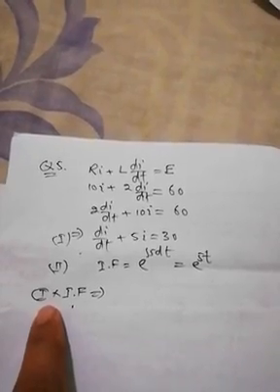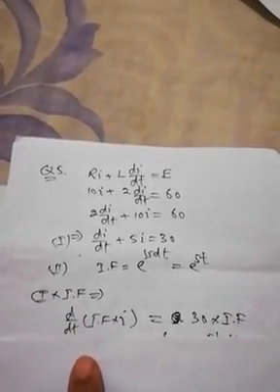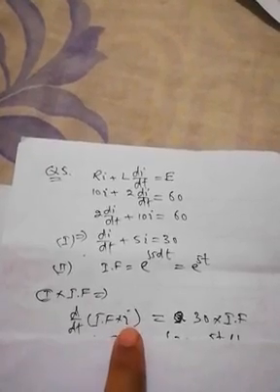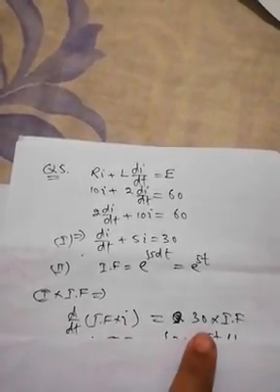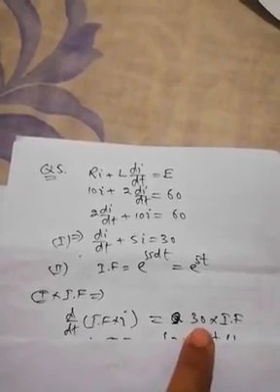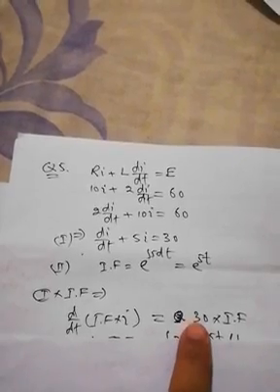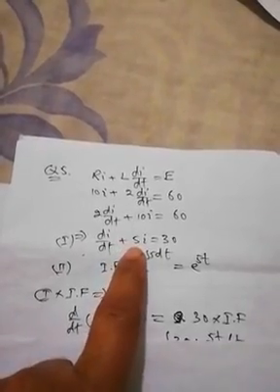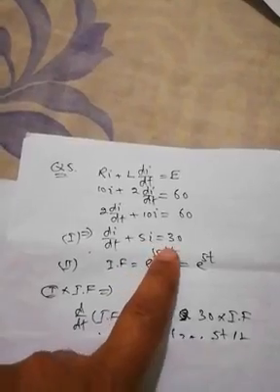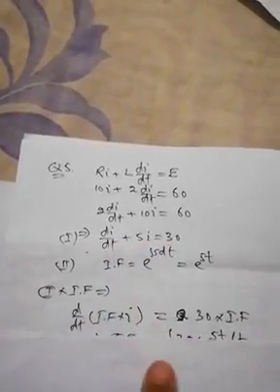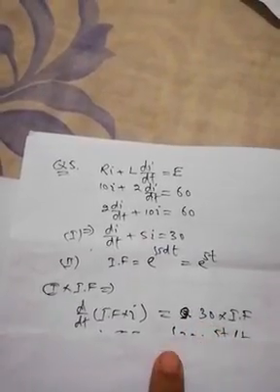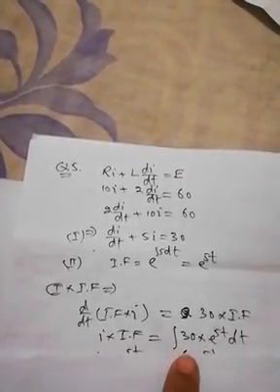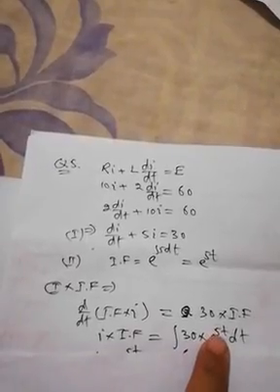Multiply the integrating factor to the standard form. The left hand side will always be d by dt of the integrating factor times the dependent variable, which is I, and the right side is 30 times the integrating factor. Here 30 is q and 5 is p. The standard form is di by dt plus pI equal to q, where p is 5 and q is 30. So simple integrating, we get I times the integrating factor equal to integral 30 e raised to the power 5t dt.